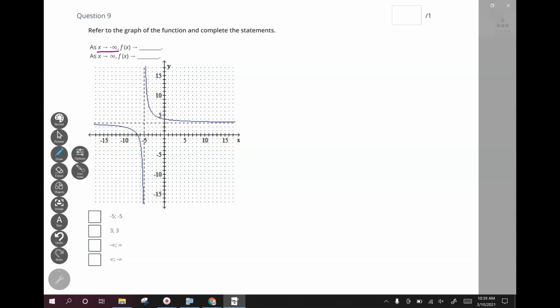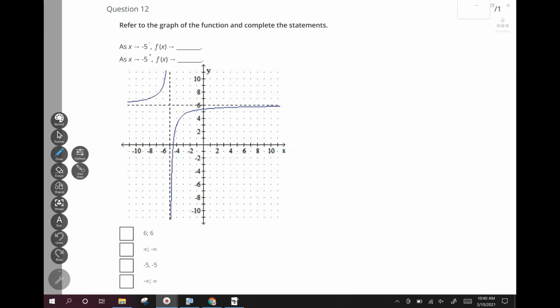Number 9 is talking about end behavior. So first, as x approaches -infinity, that's just talking about as you go far, far to the left, what is your function approaching? What is the y value getting close to? So as I move to the left, I see my curve is approaching that horizontal asymptote, which is at 3. So this is approaching 3. And then as I move to positive infinity, so as I go to the right, what is my curve approaching? Again, that horizontal asymptote at +3.